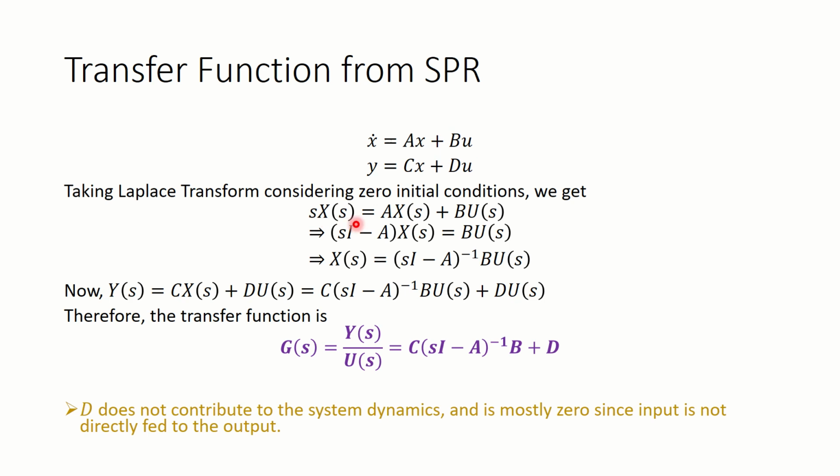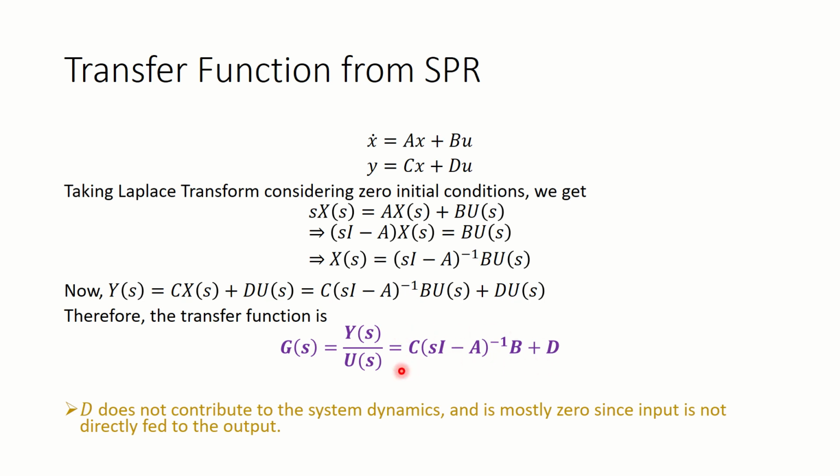So the left hand side is Sx(s), right hand side becomes Ax(s) plus Bu(s), and simply we collect X(s), and X(s) becomes (sI minus A) inverse Bu(s). Now y is simply Cx plus Du, Cx(s) plus Du(s), which is C(sI minus A) inverse Bu(s) plus Du(s). That means Y(s) by U(s), which is the transfer function G(s), is simply C(sI minus A) inverse B plus D. That's all.